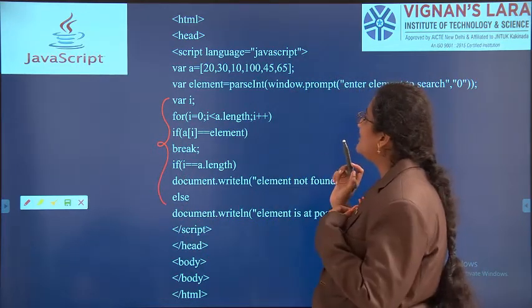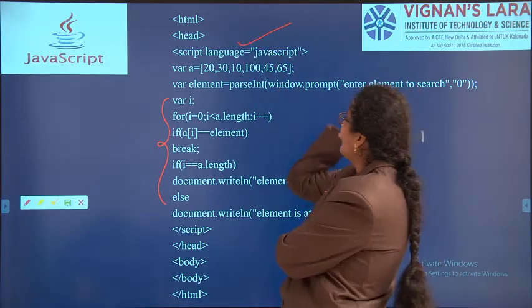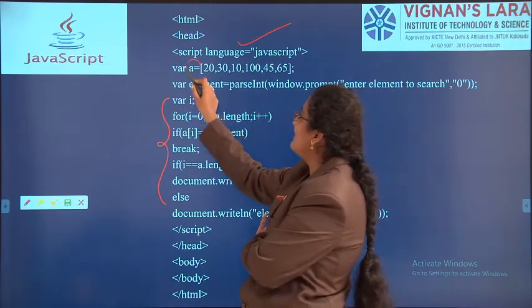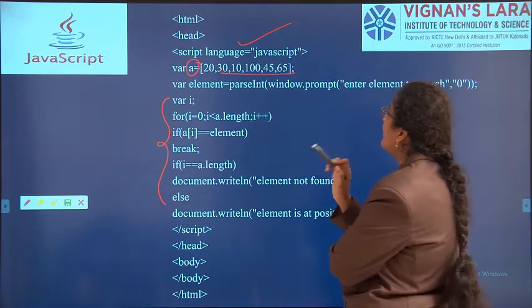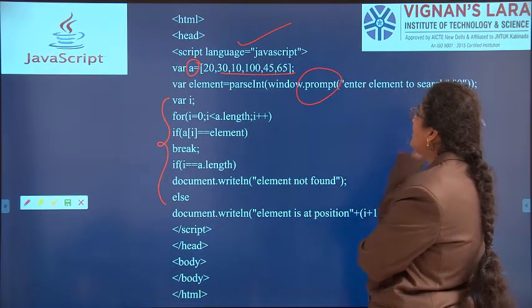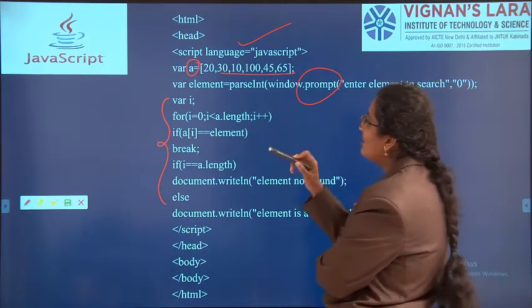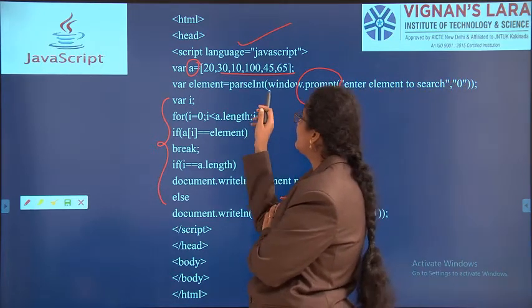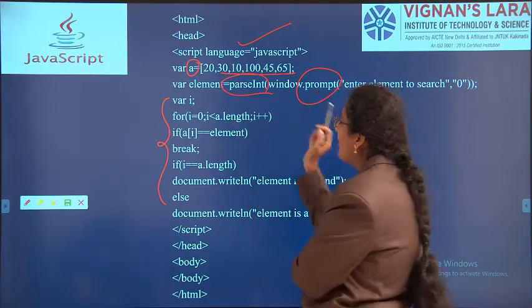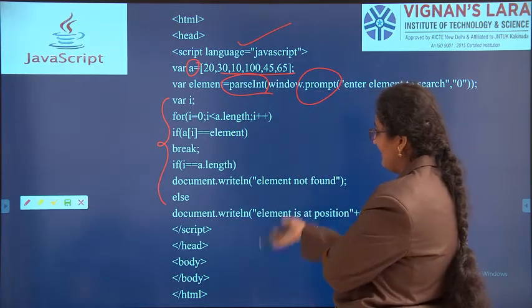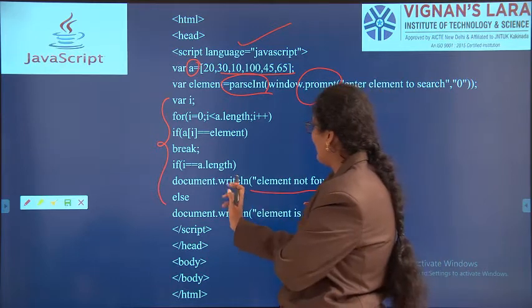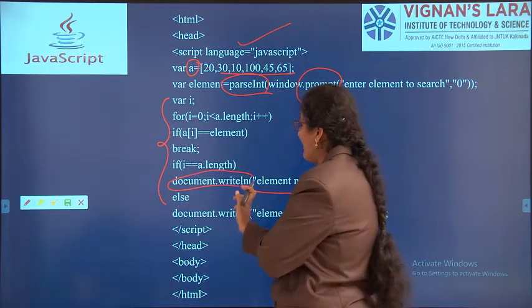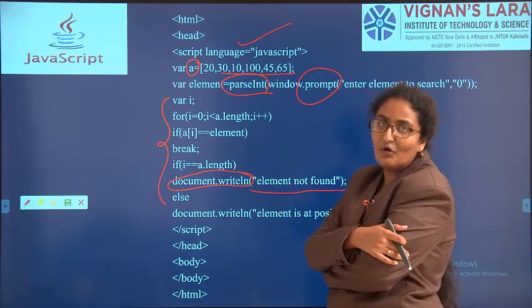But what are the new things here? Language we have decided as JavaScript. Array is A. These are the array elements. I want to give the input from the keyboard; that's why I am using window.prompt. I want all the array elements to be integers, numbers, so I am using parseInt. After executing all this code, if the element is found, I want to print the element, so I am using document.write. In output, I want to print the found element.